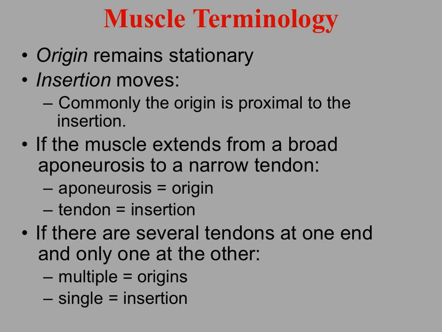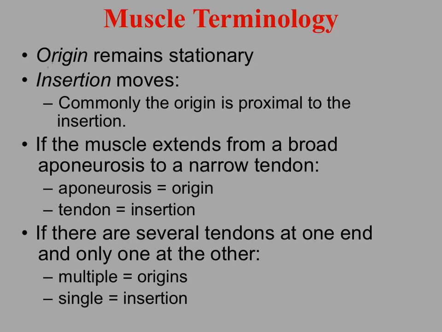You'll see on Canvas that I've posted an Excel spreadsheet. That's called the OIA spreadsheet. O stands for origin, I stands for insertion, and A will be on the next slide. A stands for action. And these are things that we're going to have to know for this unit. We're going to have to know the origin of a muscle, the insertion of a muscle, and the action of a muscle.